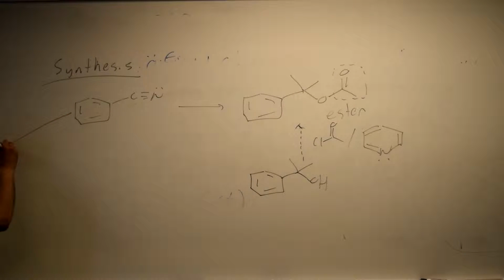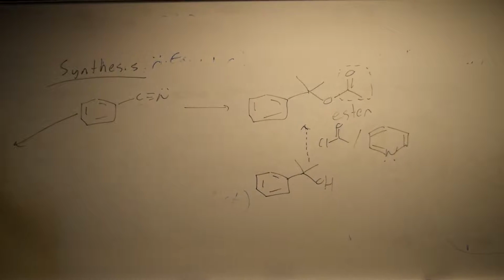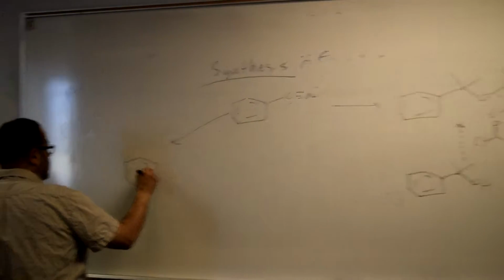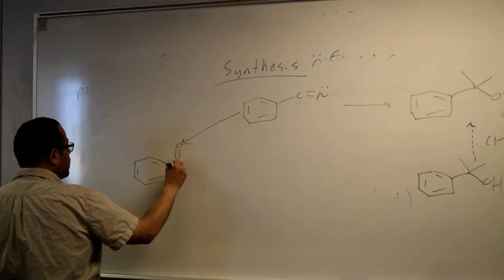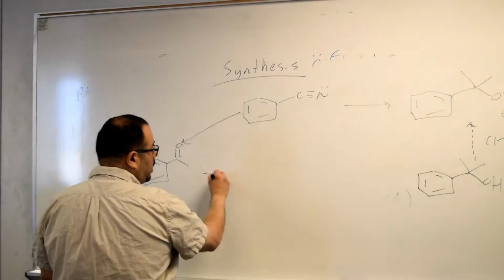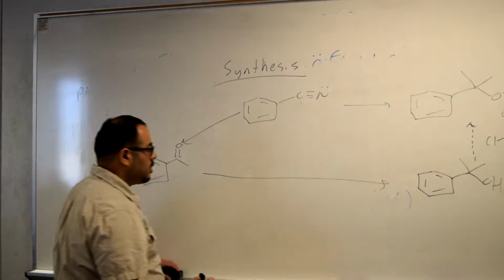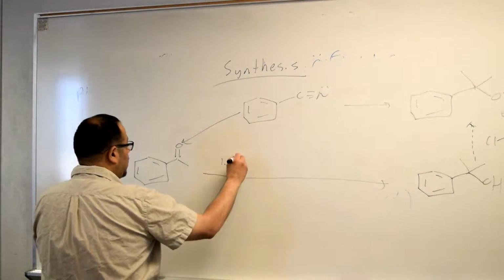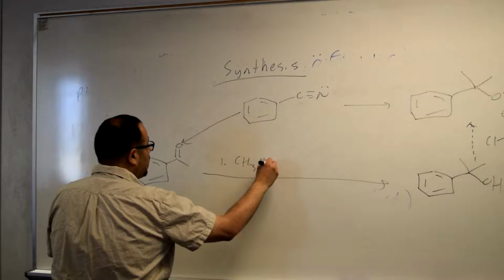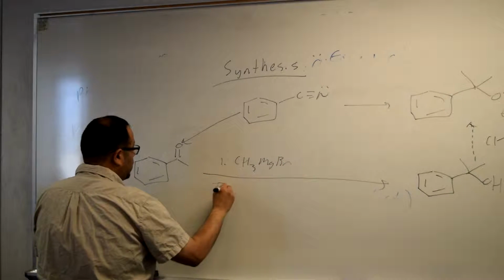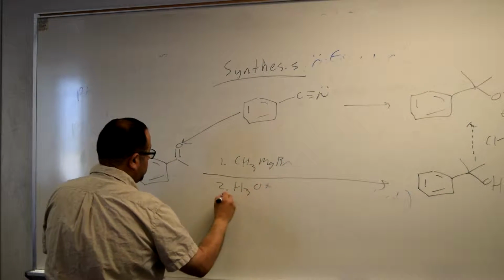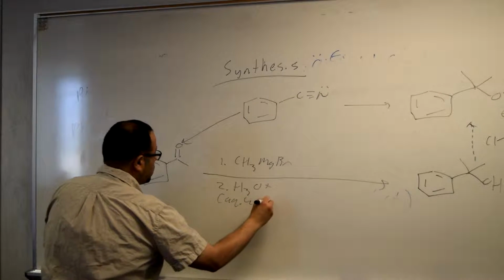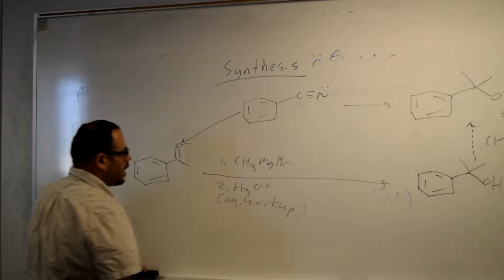One way is to add a Grignard to the cyanide and then do a subsequent hydrolysis. What I want to do is eventually get to this methyl ketone. From this methyl ketone, I can add another methyl group to get to the alcohol by using methyl Grignard. So I can add methyl magnesium bromide and then do an aqueous workup step to get us to that alcohol.